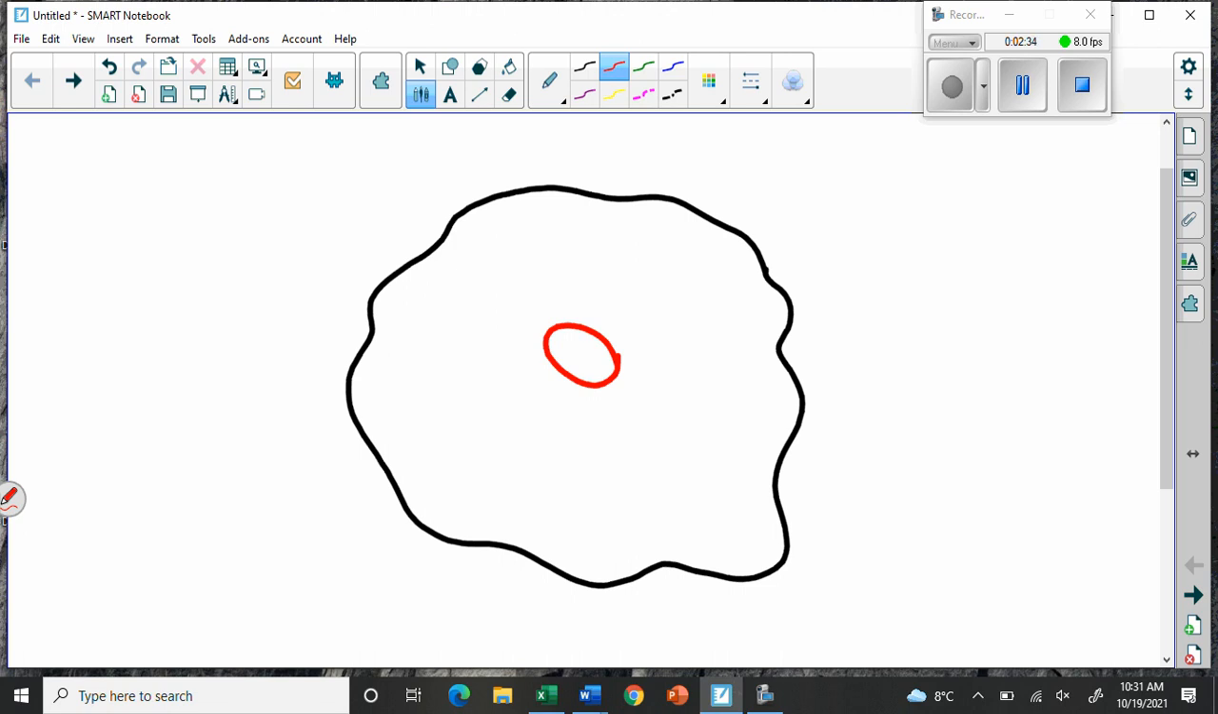I'll talk about what each part does as we draw, but afterwards we'll write out sentences for each of the structures so we know what they do. The nucleus basically contains all of the genes, the genetic material, the DNA, that basically has the instructions for how the cell is built and how it runs. So we often call it the control center.